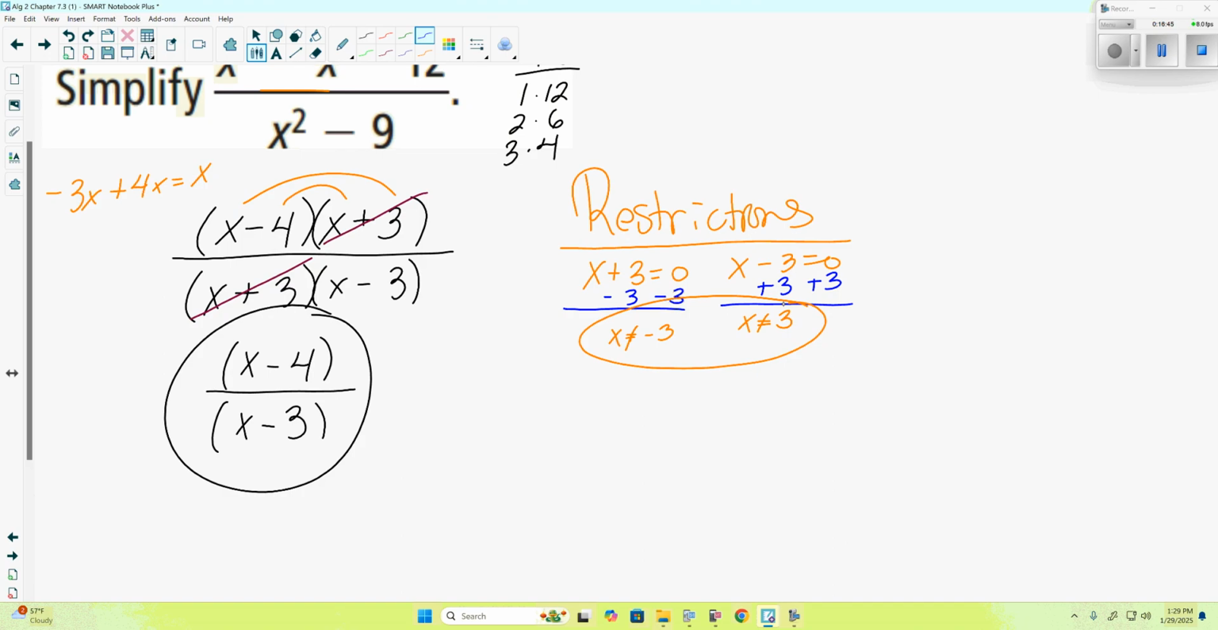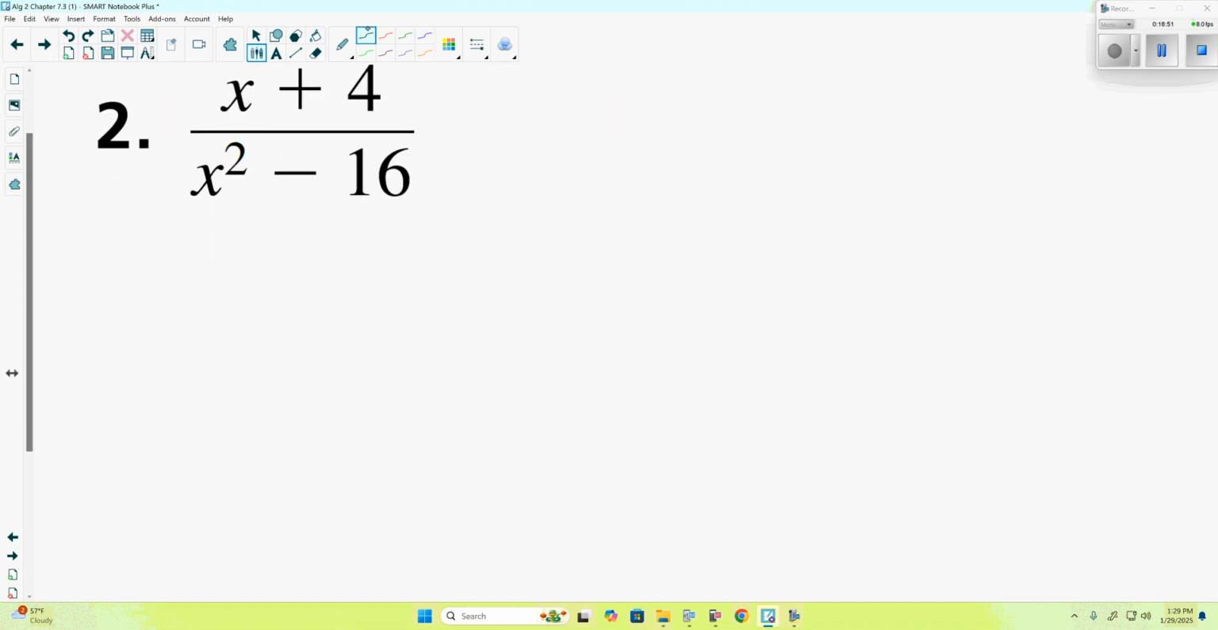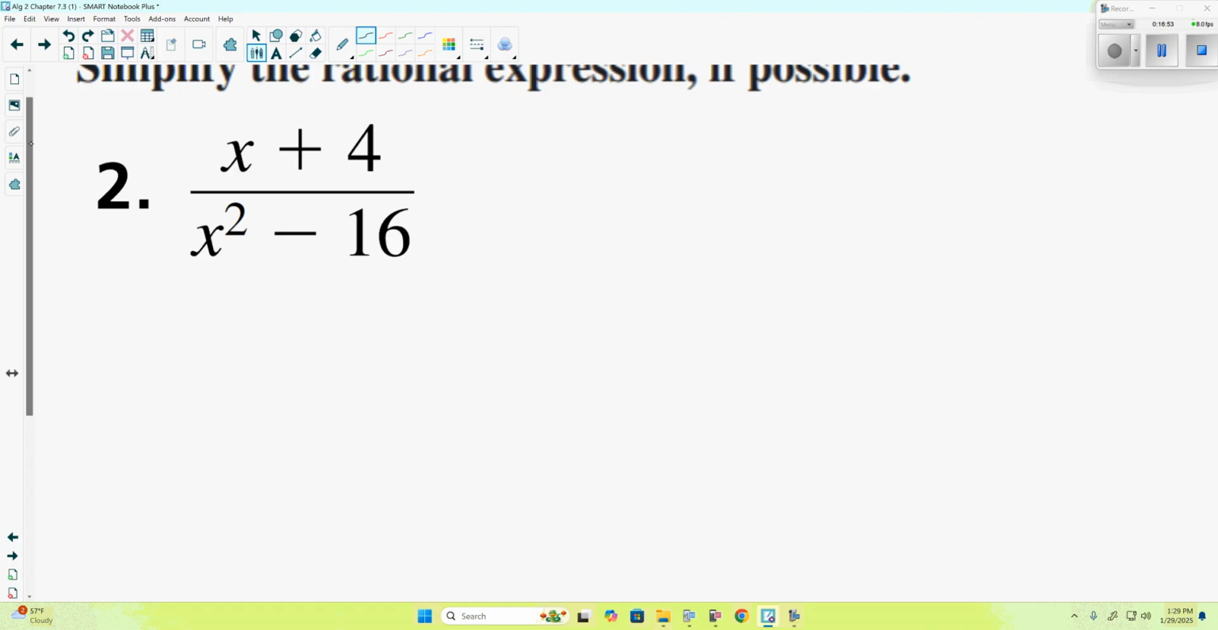Questions on this here? I mean, the only way that we can make this quote-unquote harder is just putting in different sets of factorization.